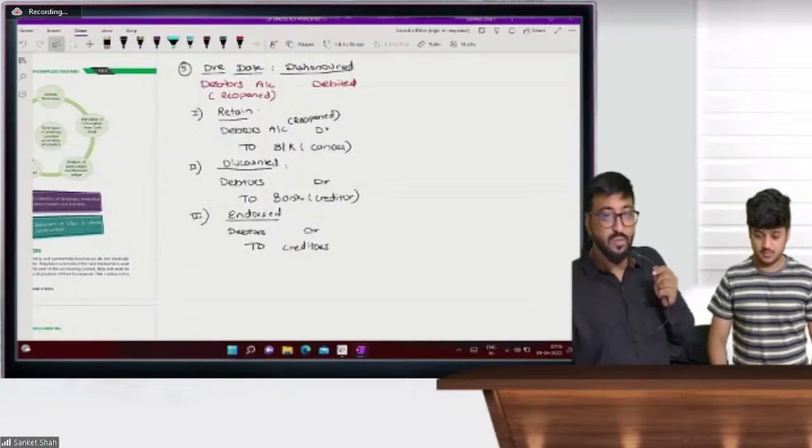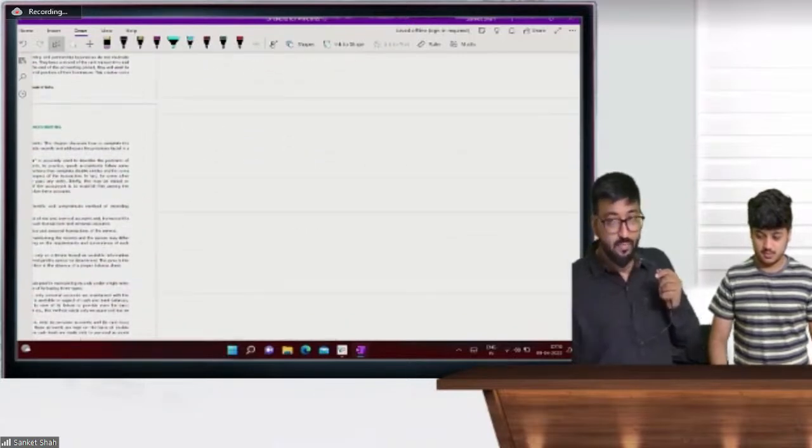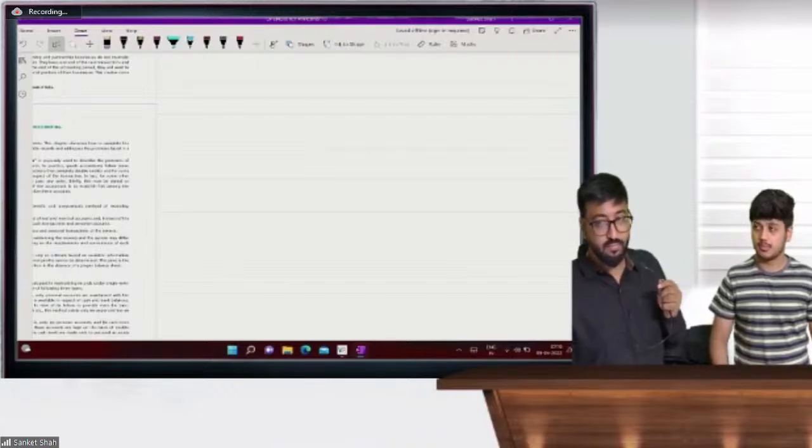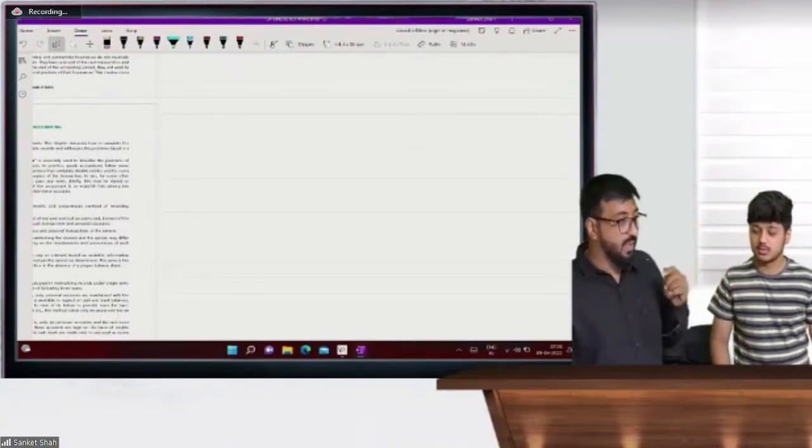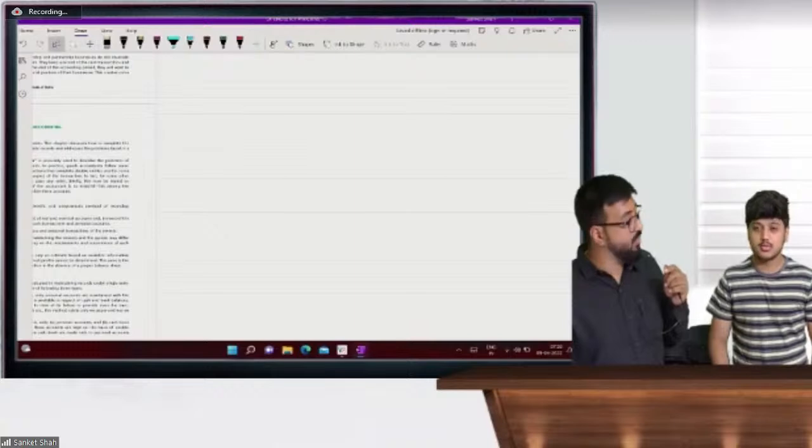Actually Pratham knows each and every entry. He can tell these entries very fast, but yes, everyone, I am giving you 5 seconds for thinking. Pratham, bill discounted. Yes. Bank account debit, discount account debit to bills receivable. Very good, Pratham.